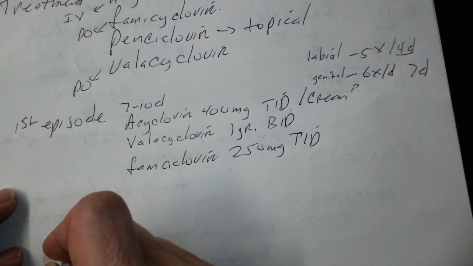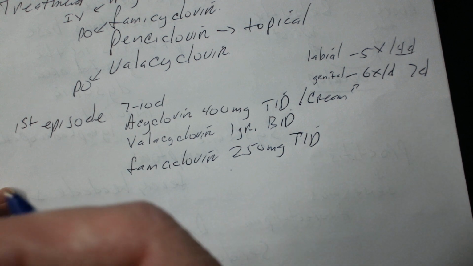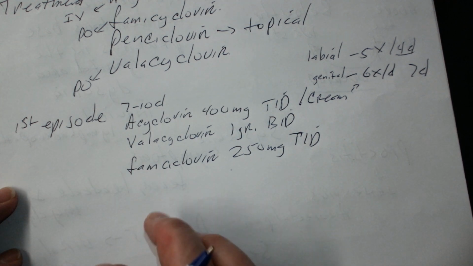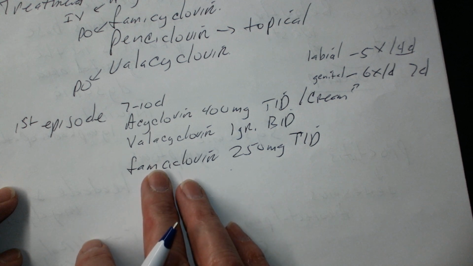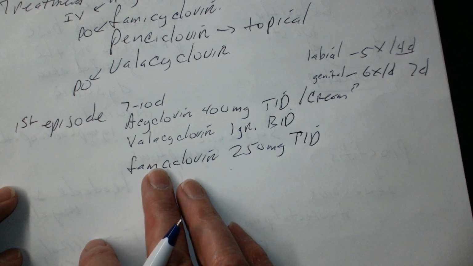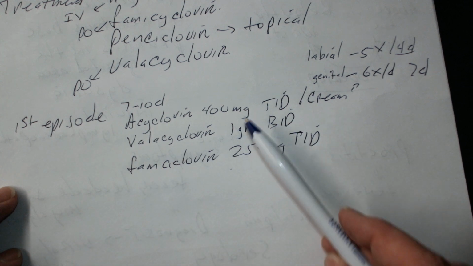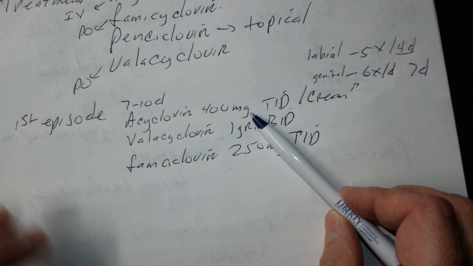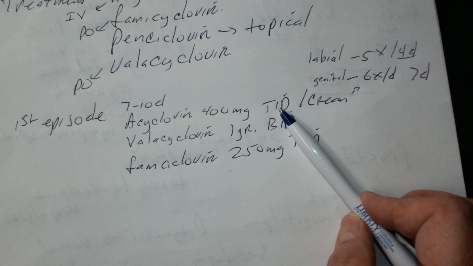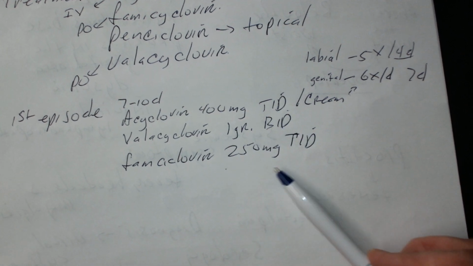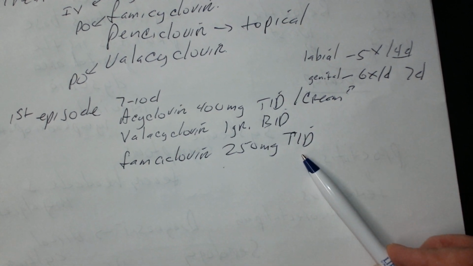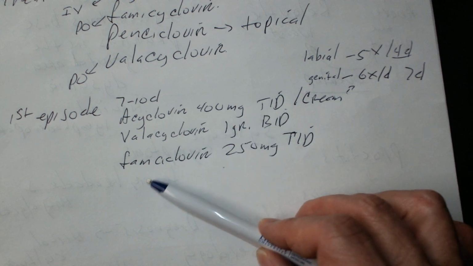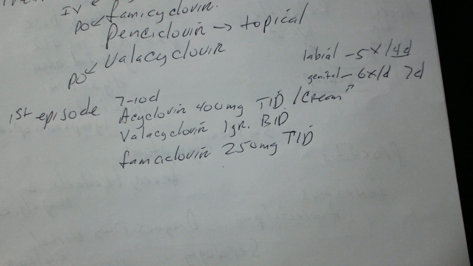If you're trying to suppress an infection that's already in progress, then you'll simply use acyclovir 400 mg, but just twice a day, famciclovir 500 mg twice a day, and the valacyclovir just 1 gram. Those should knock it down.